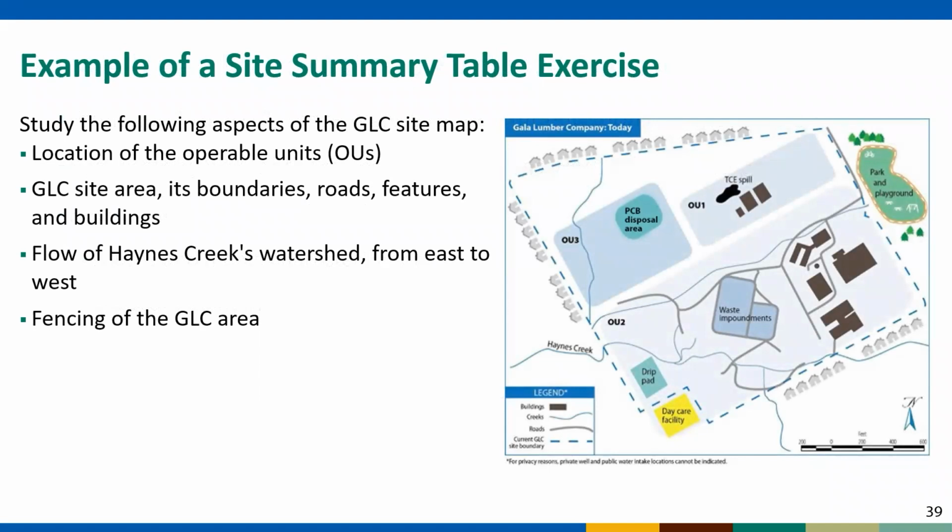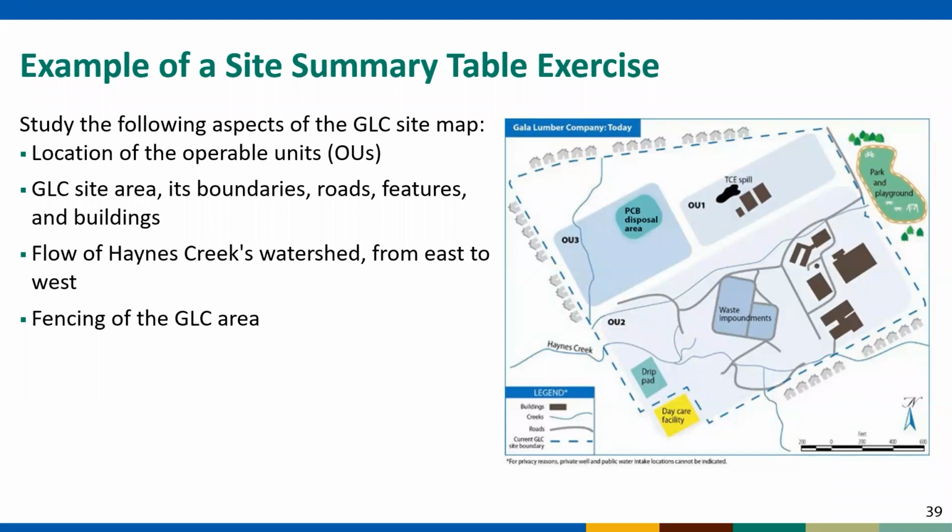So let's build our conceptual model by doing an exercise with an example of a site summary table. I want to mention some things while we're here for this exercise. So study this GLC site map. It's shown here on this slide, and pay attention to the location of the operable units, often called OUs. If you take the class online, you'll see this map of the GLC site and the 3 OUs. This is often how EPA and other federal partners divide up the site to help clean up one area at a time. The map shows the site area, its boundaries, the roads and the features and the buildings, and the 3 OUs.